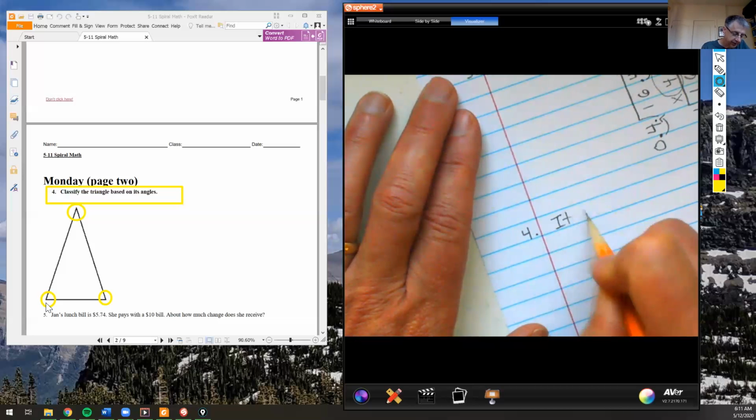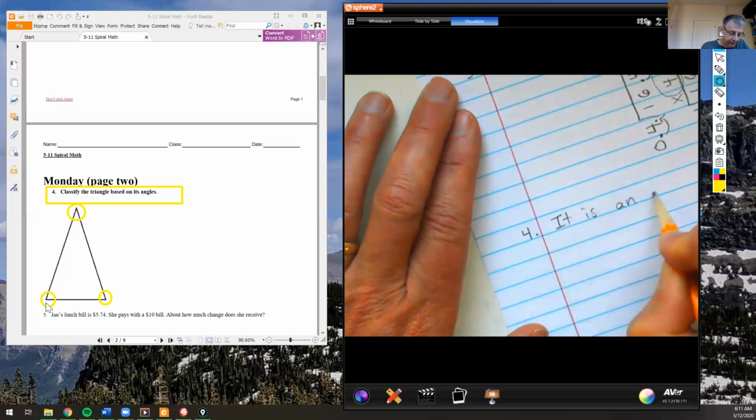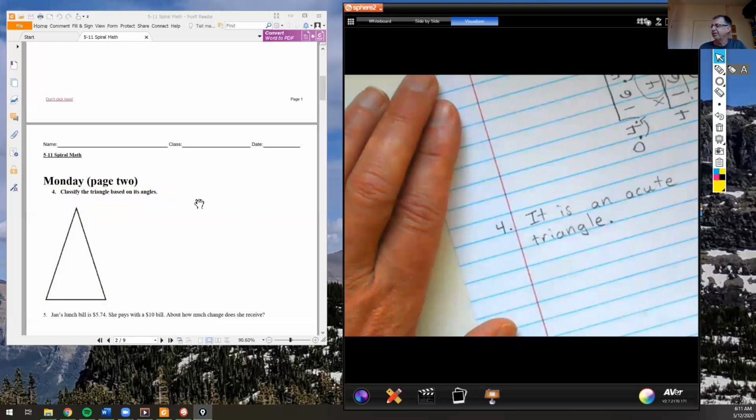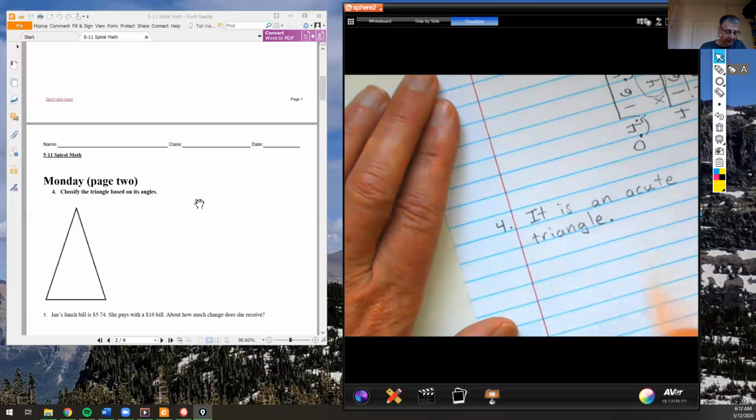It is an acute triangle. Now, it also is an isosceles triangle, but that's not actually what the question was asking us. It was asking us to classify based on its angle. So if you said isosceles, it's technically incorrect because you weren't actually reading the directions. If you said it was an acute triangle, you're right on. Just make sure you check your spelling, acute, to make sure it's spelled correctly.